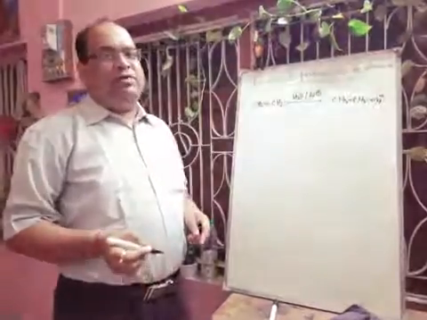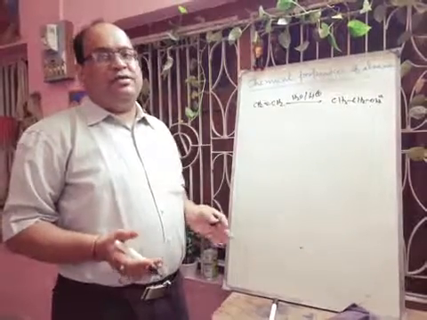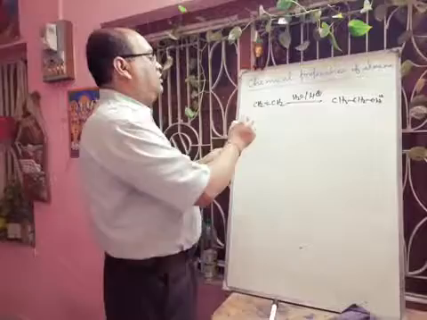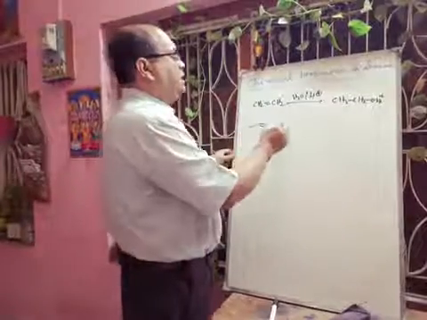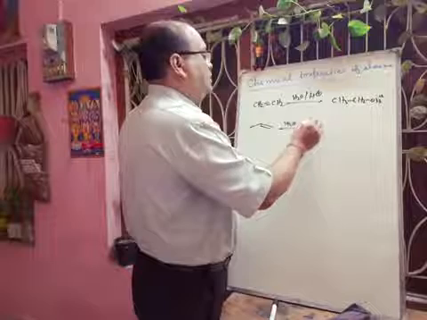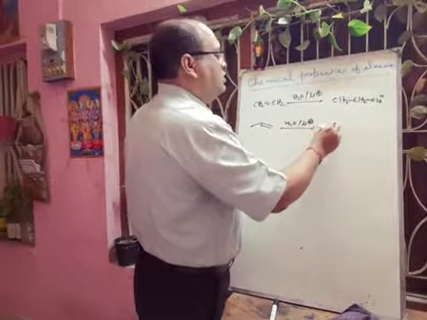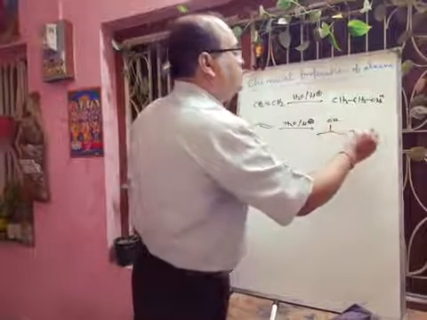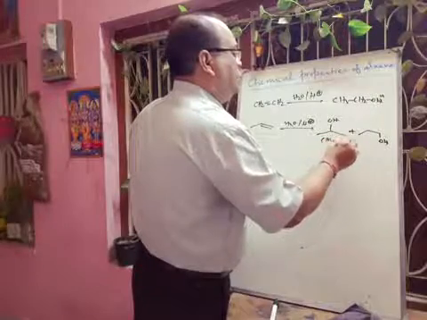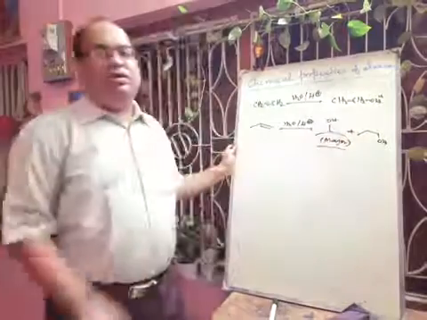In case of propene, the addition of water takes place according to the Markovnikov rule. Here also we have an unsymmetrical alkene. The 2 degree carbocation is more stable, so this one is the major product and this is the minor product. So here also we are getting the product according to Markovnikov's rule.